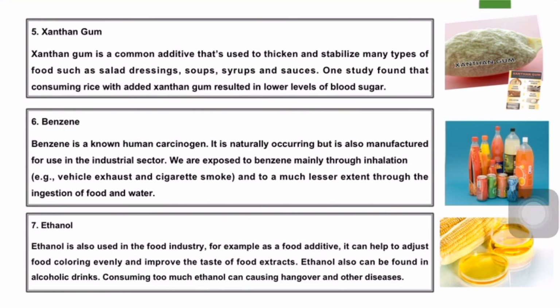The sixth one is benzene. It's known also as a human carcinogen. It usually found in drinks. And the seventh one is ethanol. It's usually found in alcohol, but it also can be used as improve the taste of food extracts.